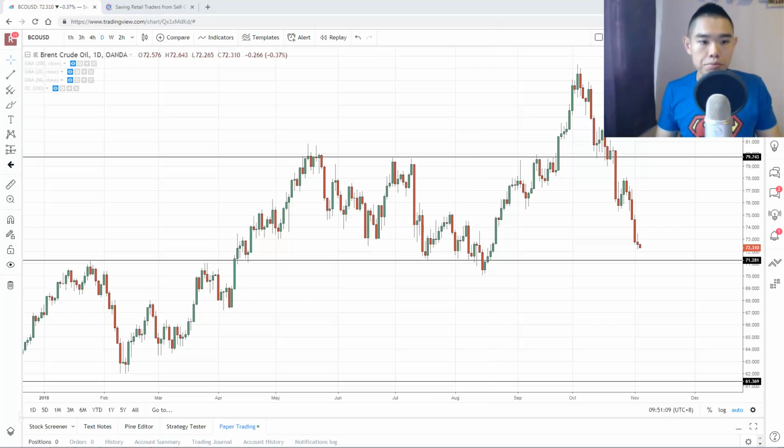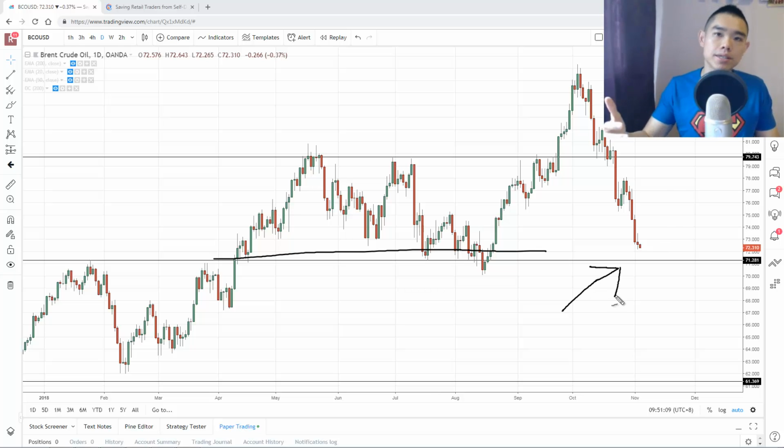So for example, now Brent Crude Oil. You can see that the market now is coming into this area of support, otherwise known as the last line of defense. So I'm not going to just buy in front of this level. I want the price to tell me that it's about to reverse higher. So what do I look for? You can look for a couple of things.